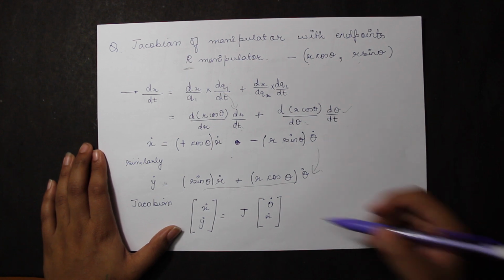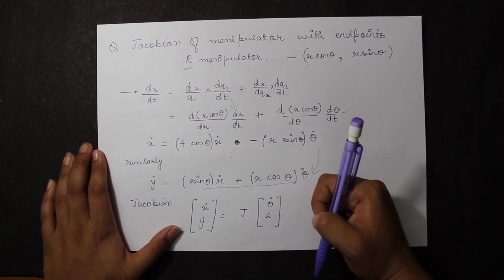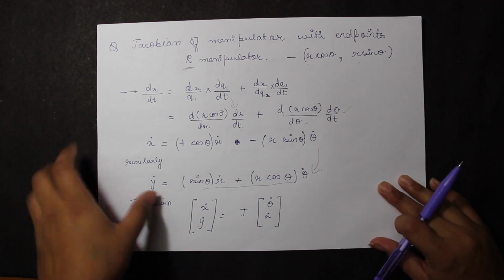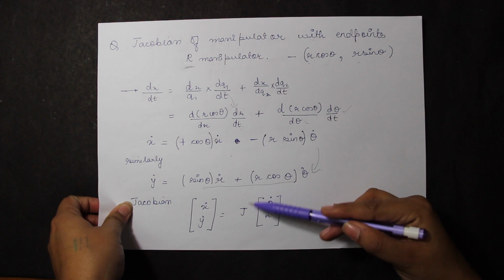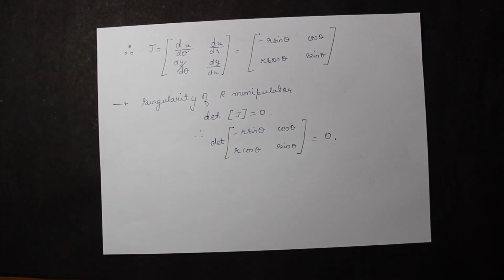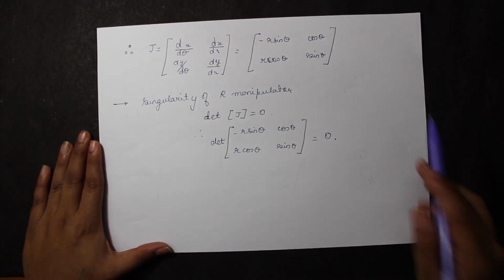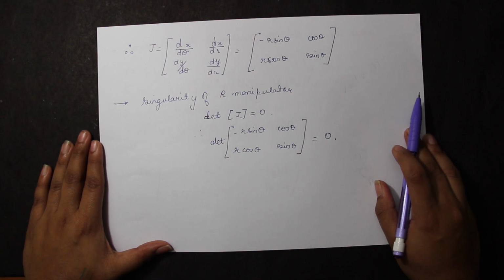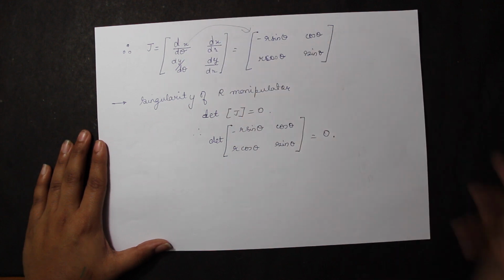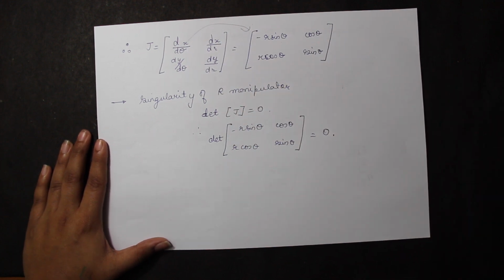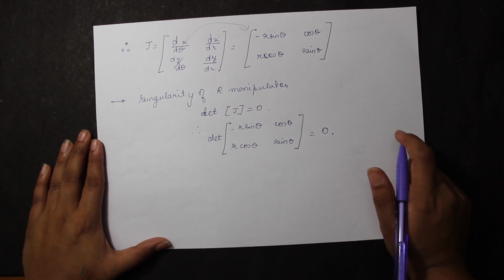If we put the values of the equation into a matrix, we'll find out the Jacobian matrix of the R manipulator. Now let's put up the values. We know that dx by d theta over here is minus r sine theta. How is that so? Because we have specified the Cartesian velocities to be theta dot and r dot.